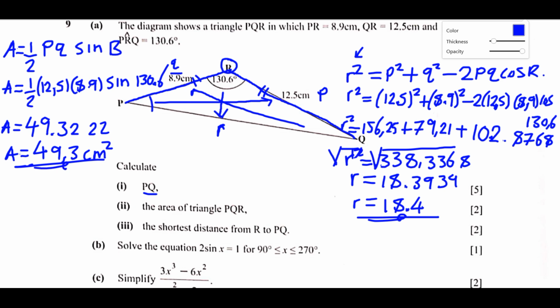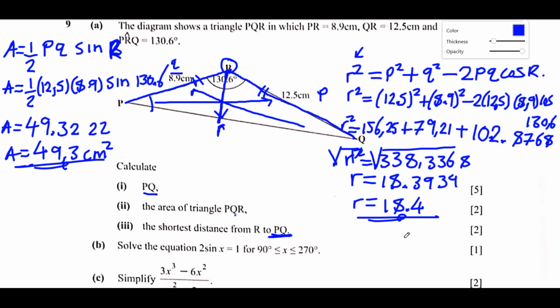Then for Roman number 3, we just need the shortest distance from R to PQ. So if we move from R to PQ, the shortest distance from R is this point, and this shouldn't be B, so this should be R. I made a mistake, but the calculations are okay. So we are moving from this letter R up to the distance PQ. So this PQ is the distance that we are going to use when calculating.